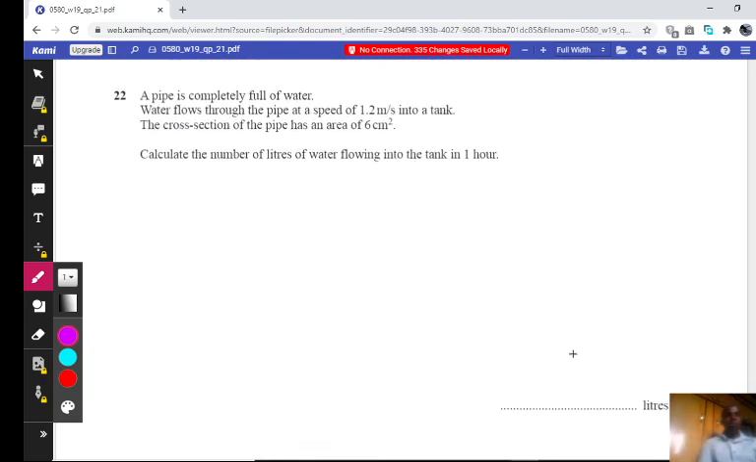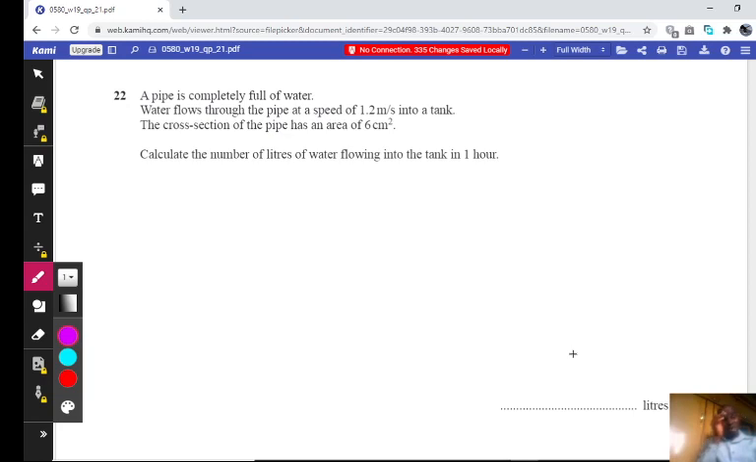A pipe is completely full of water. Water flows through the pipe at a speed of 1.2 meters per second into a tank. The cross section of the pipe has an area of 6 square centimeters. Calculate the number of liters of water flowing into the tank in 1 hour.